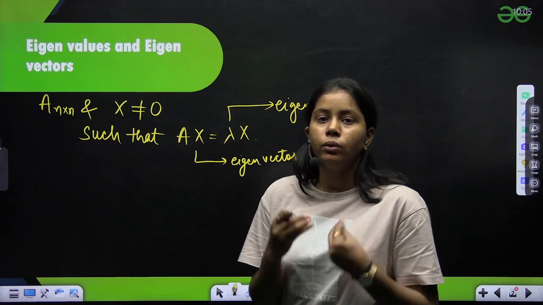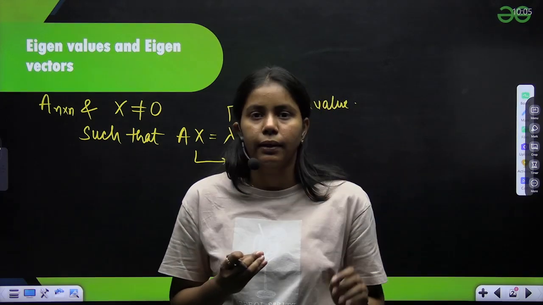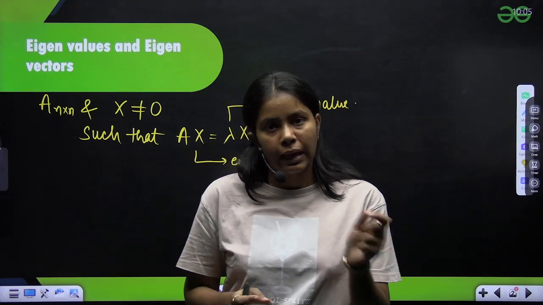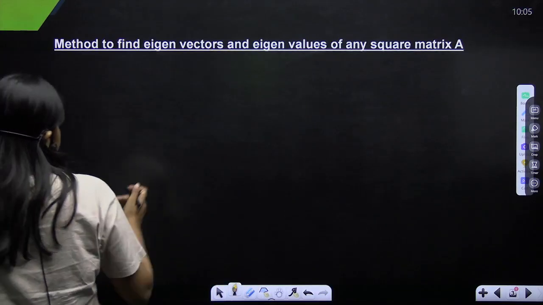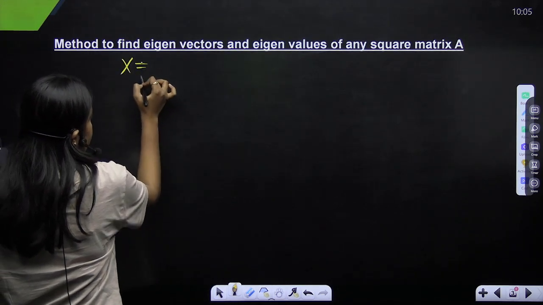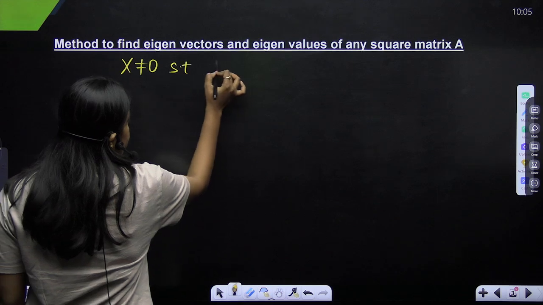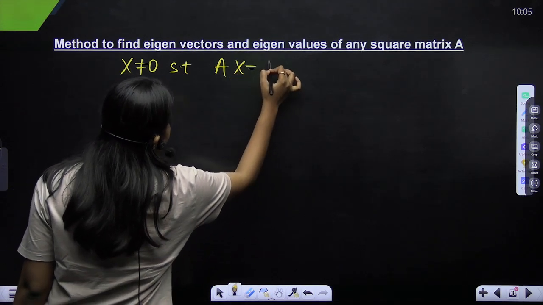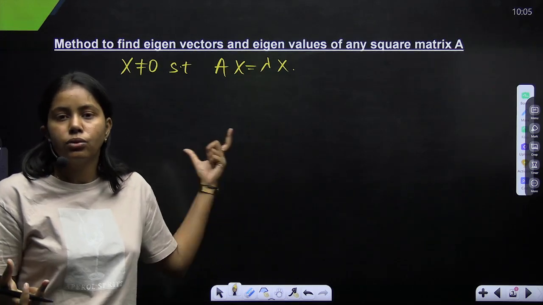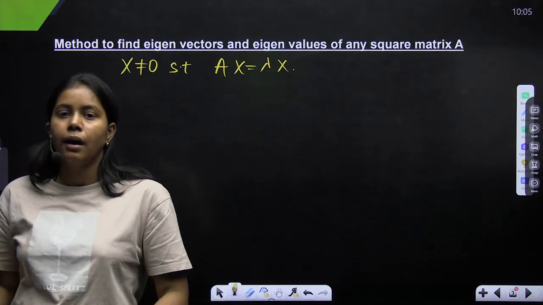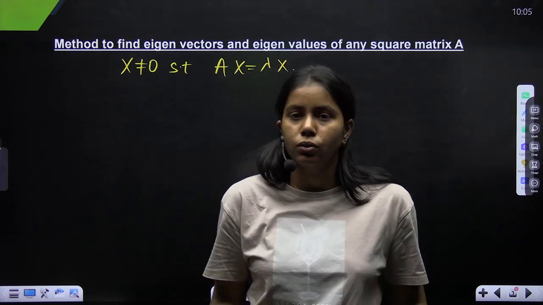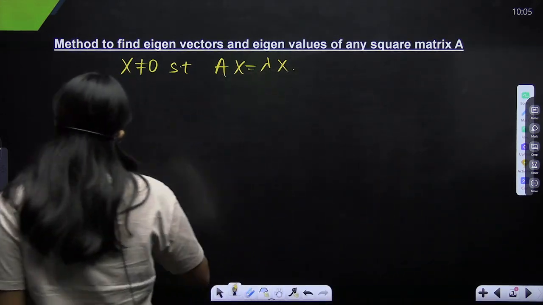Now we know what an eigenvalue is and what an eigenvector is. If somebody asks you, you would be able to tell. But how do we find the eigenvalue and eigenvector? That is the question. So x is a non-zero vector such that Ax equals lambda x. I want to find the values of lambda and x, because if I try to solve using hit and trial, there are so many possibilities that I will not be able to solve it. So what is the method to find eigenvalues and eigenvectors?